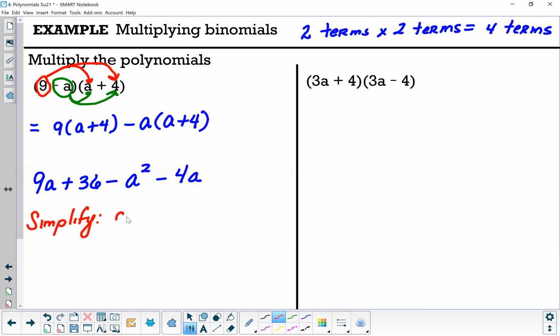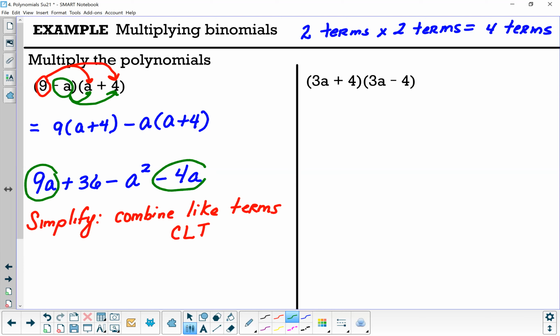And we can simplify by combining like terms, which I am going to abbreviate from here on out using CLT. Okay, so combining like terms. Our like terms will be the 9a and the minus 4a. They have the same variables with the same exponent. So I'm also going to write my answer in standard form, starting with the minus a squared. Then the 9a minus 4a. Remember, you want to add or subtract your coefficients, not the variable. So I'm doing 9 minus the 4, which gives me 5. So I do plus 5, and that's a. And then bring down the plus 36. And there's our answer.